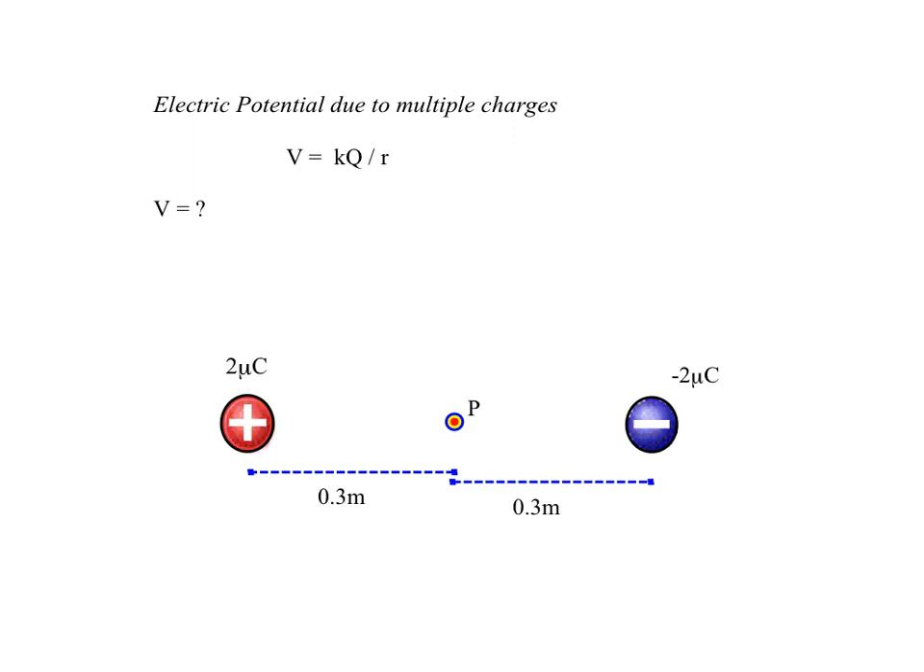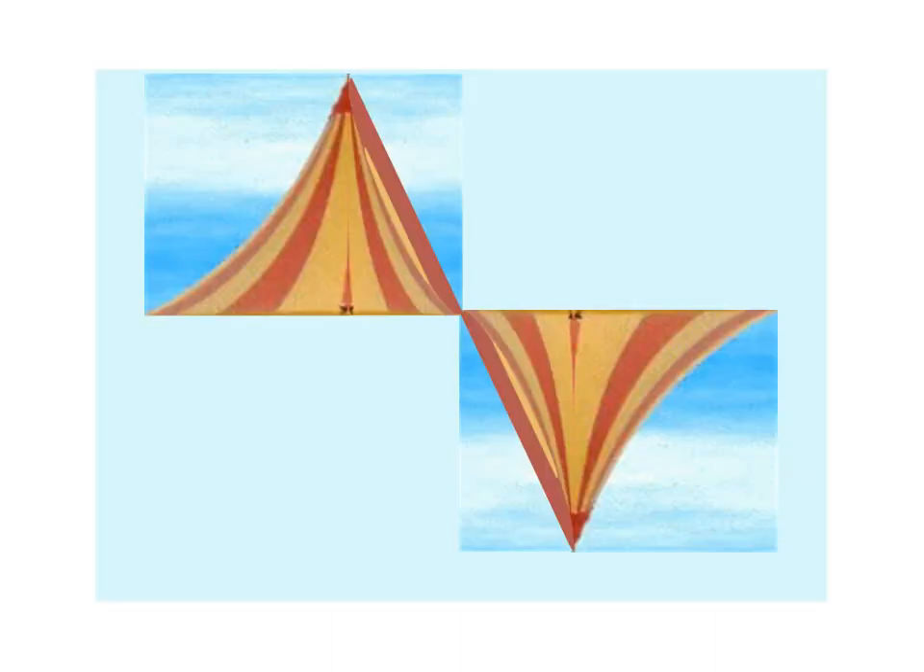These two have equal magnitude, so this is a positive 2 microcoulomb, negative 2 microcoulomb. We looked at the electric field between two charges with opposite signs but equal magnitude. Now, what about the electric potential, or the voltage? Our picture would look something like this. We'd have a peak that goes up above ground, and then a valley that goes below ground.